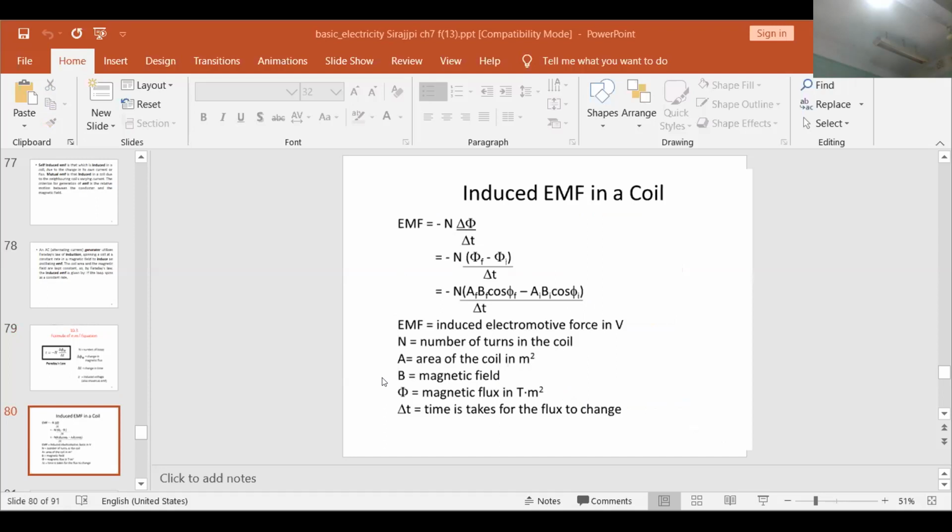Induced EMF in a coil, EMF is equal to minus n Δφ by Δt, n (φ1 minus φ2) by Δt. Here n is the number of turns in the coil, A is the area of the coil in meter square, B is the magnetic field, φ is the magnetic flux in Tesla meter square, Δt is the time taken.